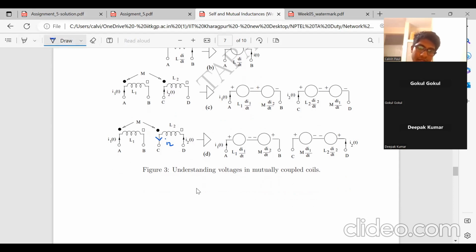Current is flowing in over here, so it will be positive, negative, L1 di1 dt. This is for the self-inductance. For the mutual inductance also, at the dot terminal we consider positive and at the other terminal negative: M into d of dt into the current. Now over here, the polarity of the current is negative because it is flowing out, so this will be minus of I2. That's why the effective voltage drop will be L1 di1 dt minus M into di2 upon dt.